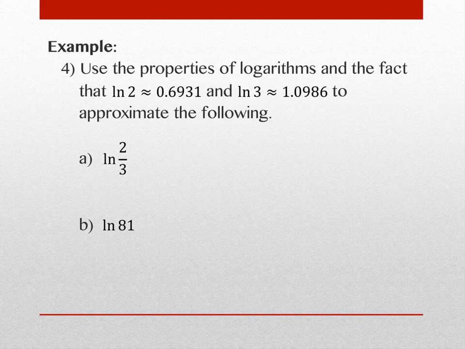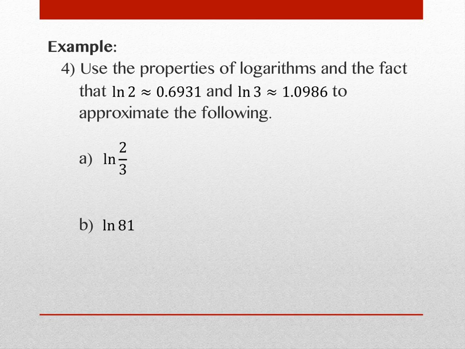So while I understand that in your calculator you can simply put in natural log 2 over 3 and it's going to spit out a version of this, right? It's going to give you an answer. That's not the point of these problems. The point is to make use of the fact that they gave you the natural log of 2 and the natural log of 3 with the properties that are being used.